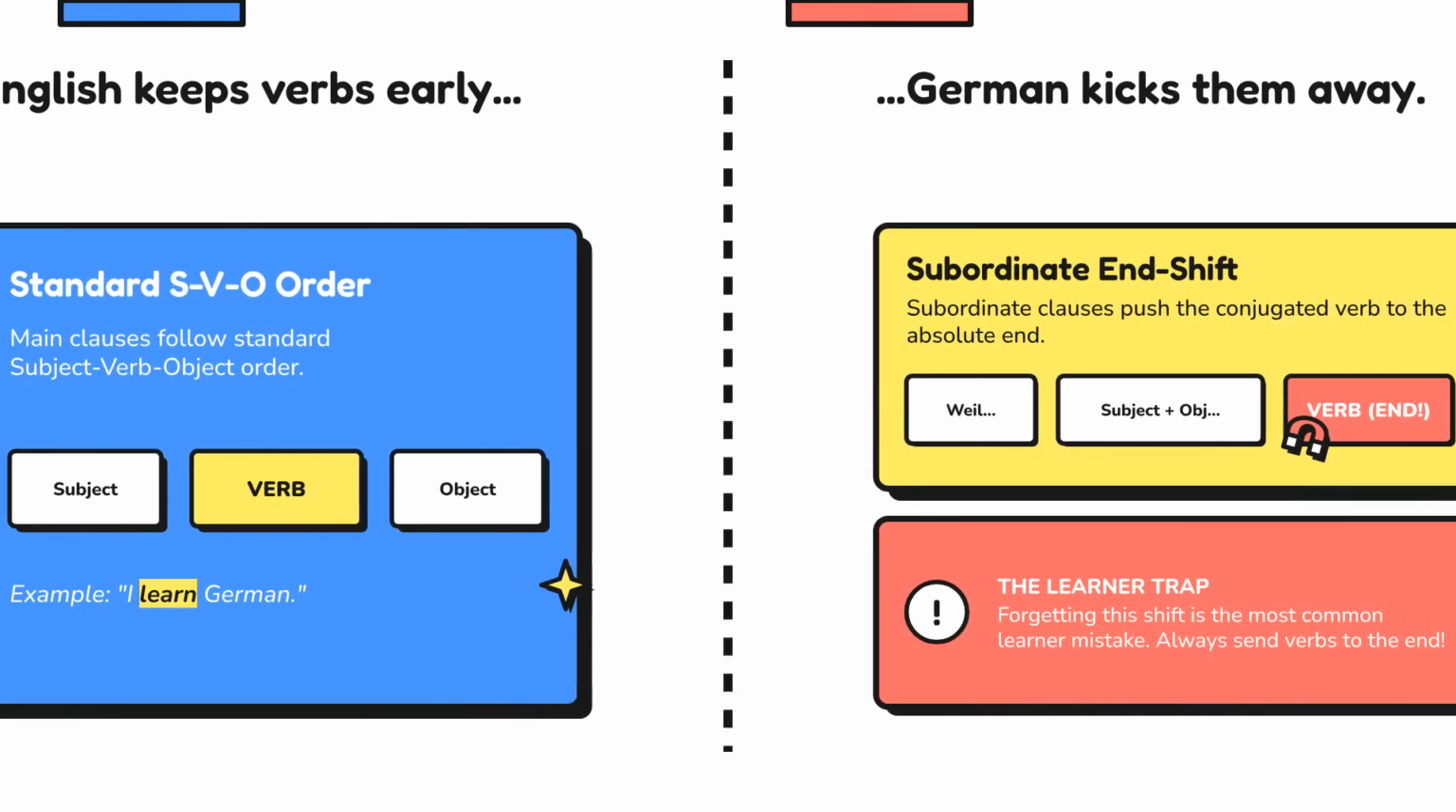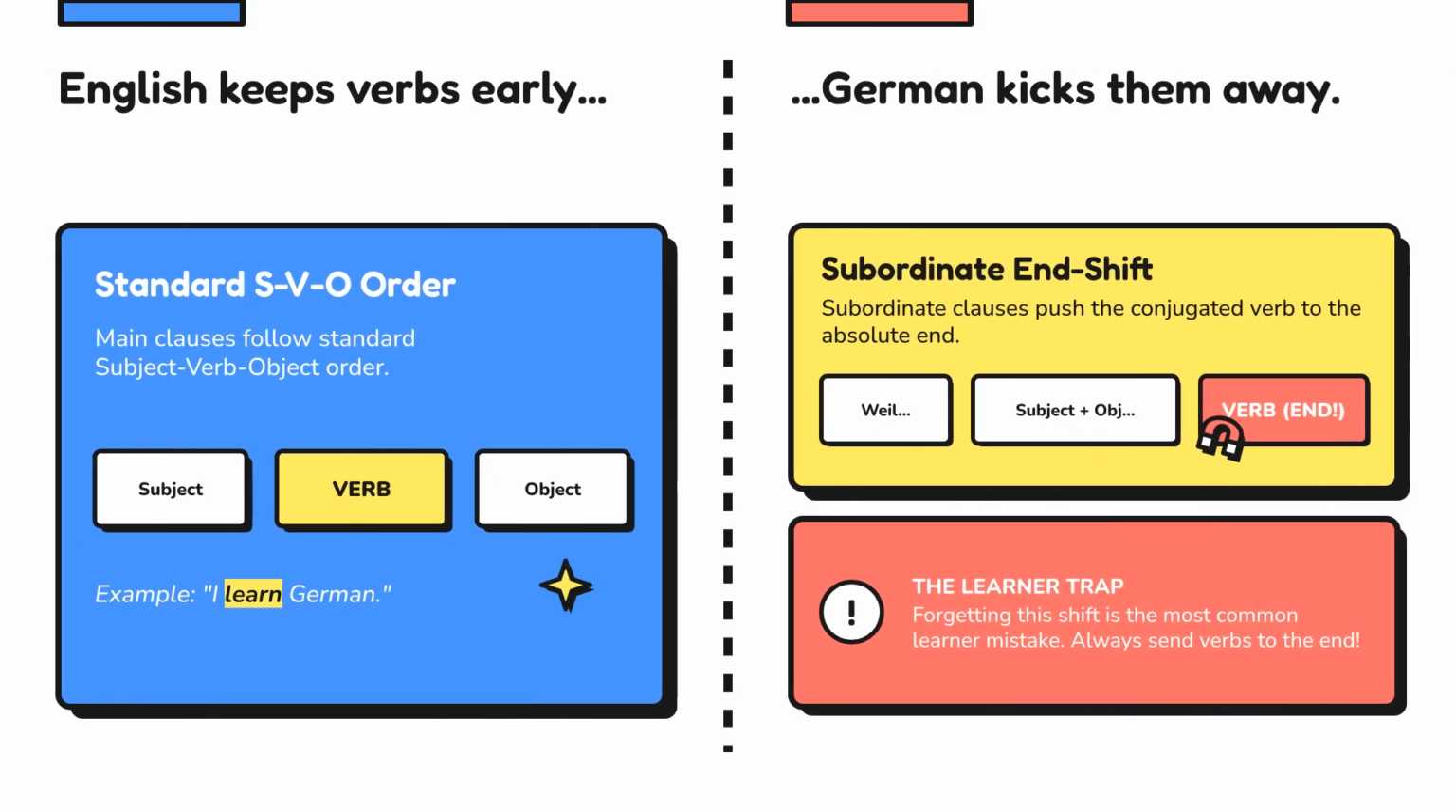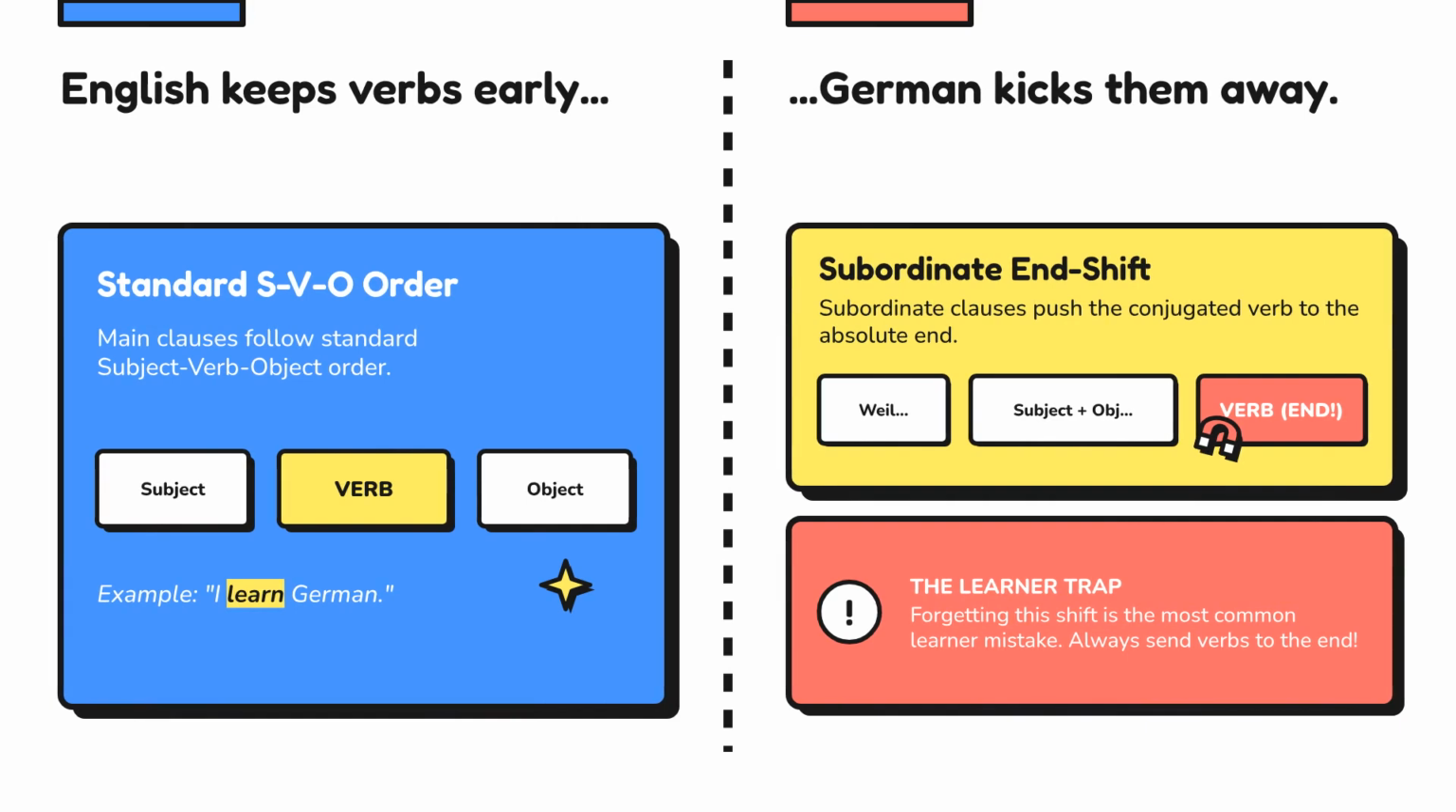When using English, we use a standard subject-verb-object order. But in German, subordinate clauses act differently. They push the conjugated verb to the absolute end. Forgetting this is the #1 learner mistake.